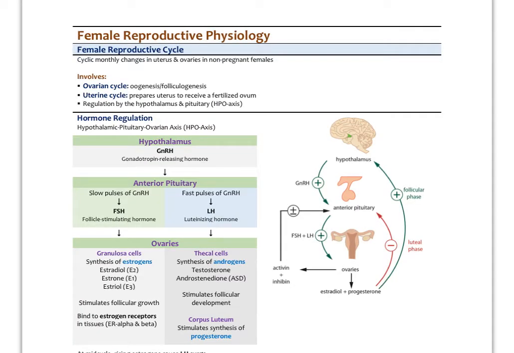So next, let's look at the regulation of the whole female reproductive cycle. This is the cyclic monthly changes in both the uterus and the ovaries in non-pregnant females. So really the reproductive cycle involves two things. There's an ovarian cycle, and that's the whole process of oogenesis and folliculogenesis we went through. And then there is the uterine cycle, which is preparation of the uterus to receive the fertilized ovum.